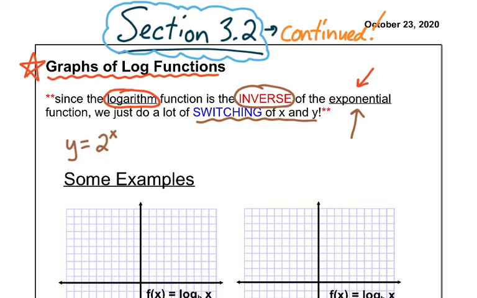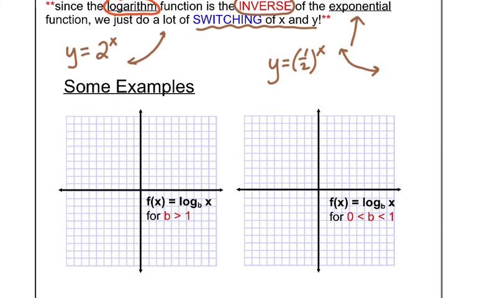We learned that that was a growth function. And then we graphed this one. We had 1/2 to the x. Because that base was a small number, that exponential function was a decay function. The first one was a growth function, looked a little bit like this. And the second one was a decay function, looked like this. So our log graphs should look a little bit like the flip or the symmetry across the diagonal line for these. Let's see what that looks like.